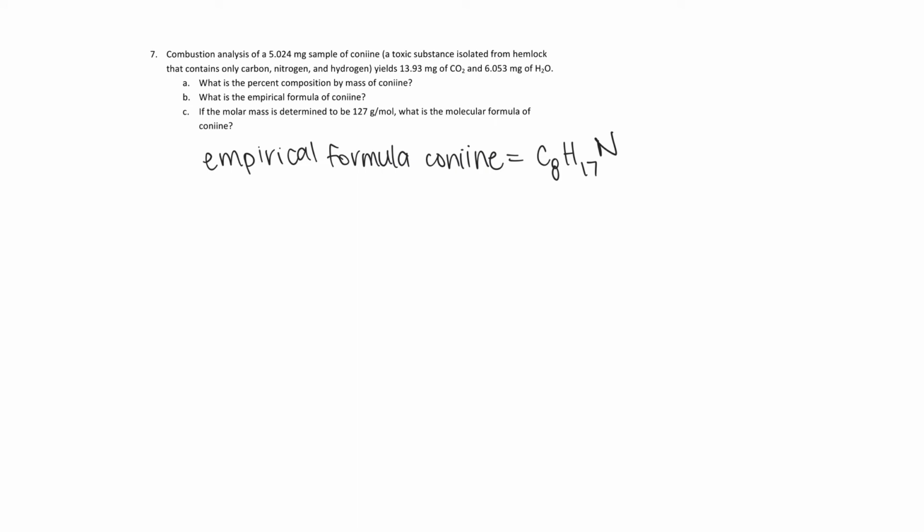In the last part of this problem, part C, we are told that the molar mass of the sample is equal to 127 grams per mole, and we are asked to determine the molecular formula of conine. While the empirical formula gives us the least common multiple of a particular formula, molecular formula gives us the actual ratios of the elements in the compound. To determine the molecular formula for conine, we will divide the given molar mass by the molar mass calculated of our empirical formula.